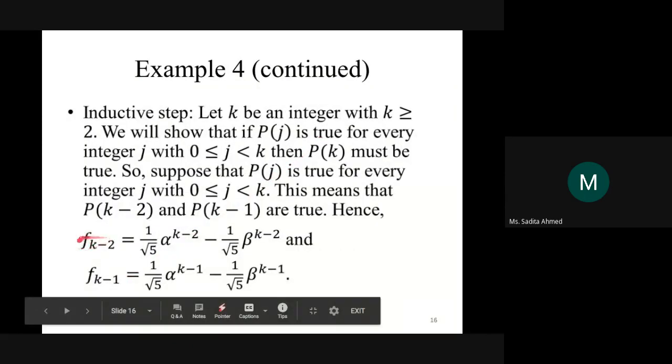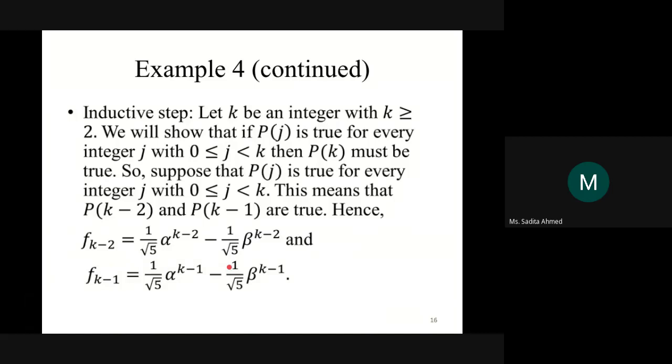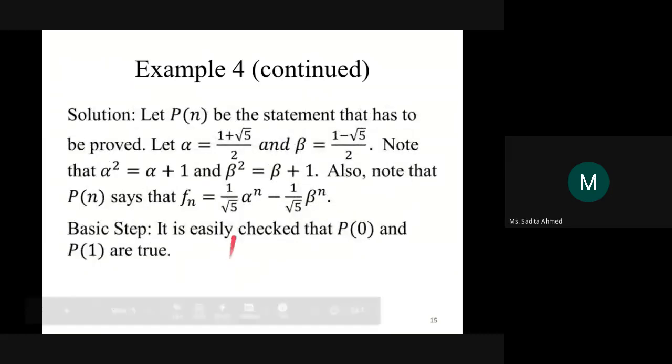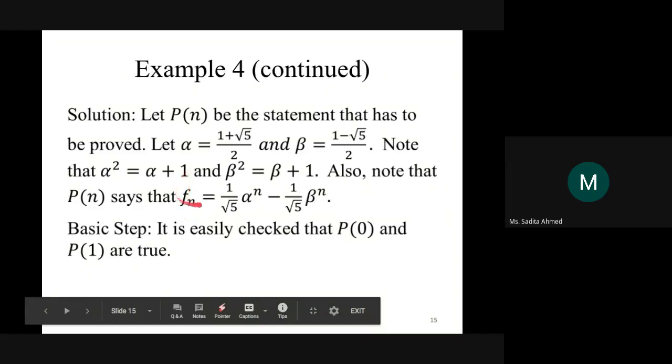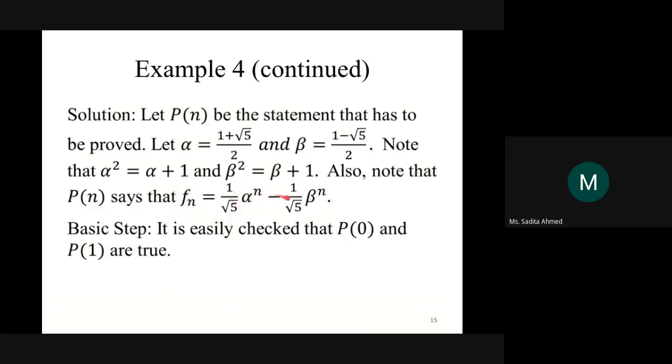So now we have f(k-2), which can be represented in this way, and f(k-1), which can be represented in this way based on the assumption. What do we have to show? We have to show that P(k) is true. That is, f(k) can be derived as 1 by square root of 5 times alpha to the power of k minus 1 by square root of 5 beta to the power of k.